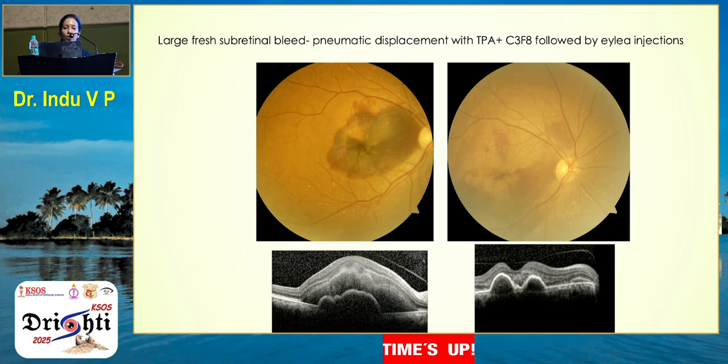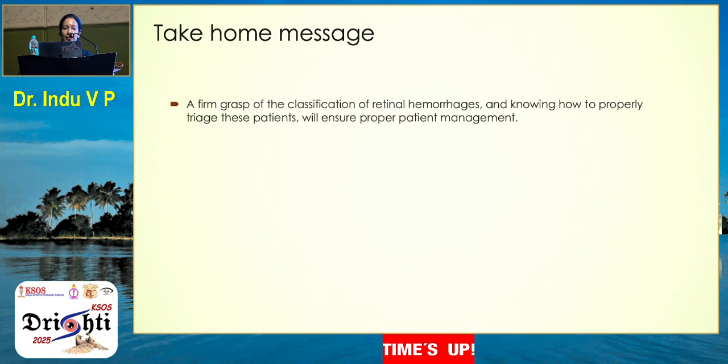So this is an example of a subretinal bleed which has undergone pneumatic displacement with TPA, tissue plasminogen activator, followed by anti-VEGF injections, and you can see the significant improvement in the OCT.